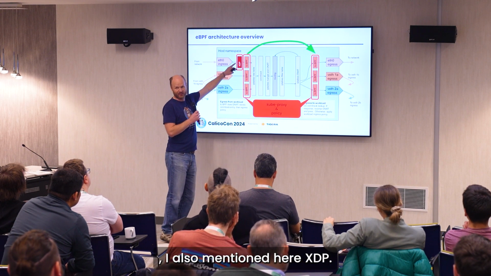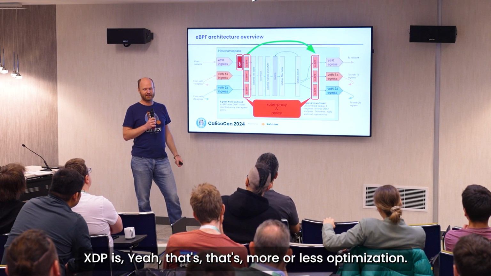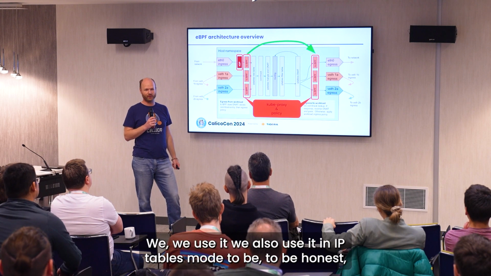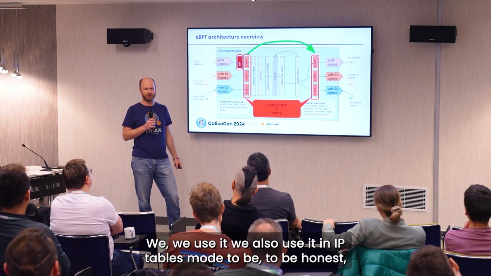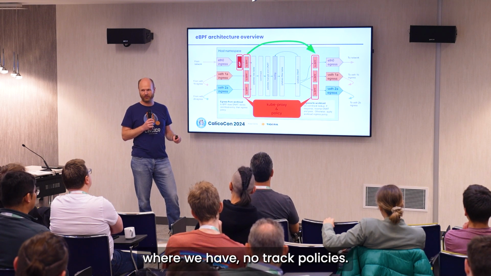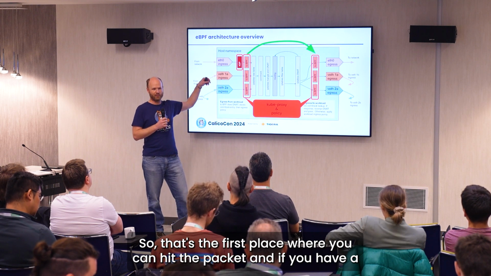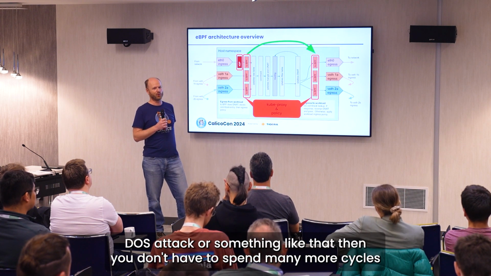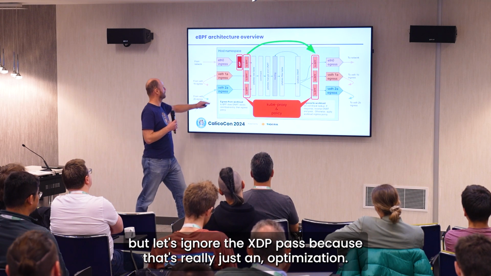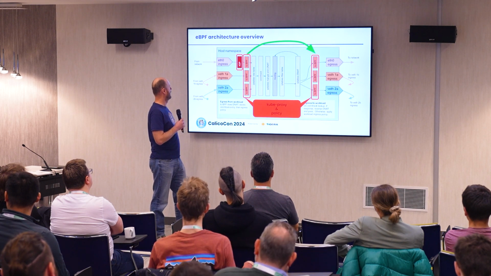I also mentioned XDP here. XDP is, yeah, that's more or less an optimization. We use it. We also use it in IP tables mode, to be honest, where we have no track policies. So that's the first place where you can hit the packet, and if you have a DOS attack or something like that, then you don't have to spend many more cycles. But let's ignore the XDP path because that's really just an optimization.